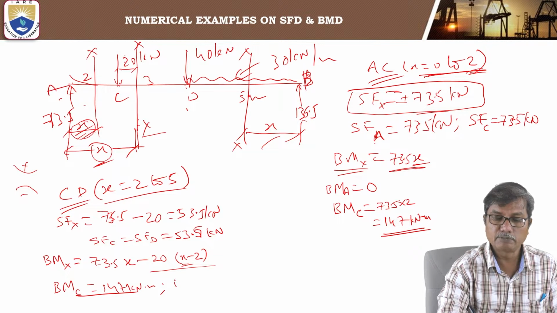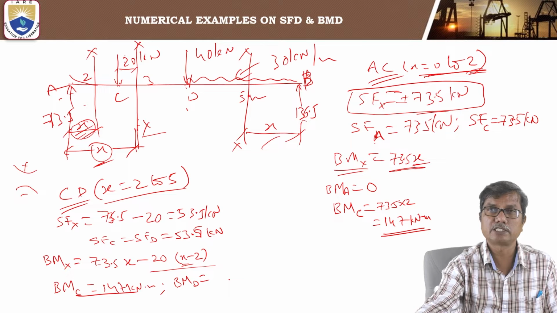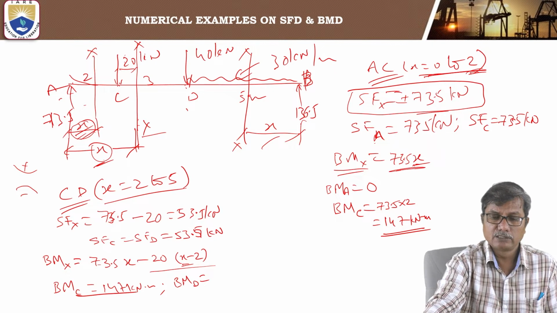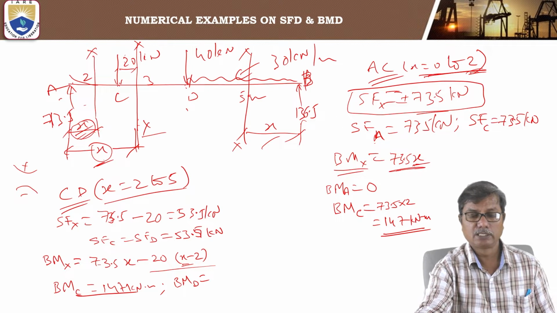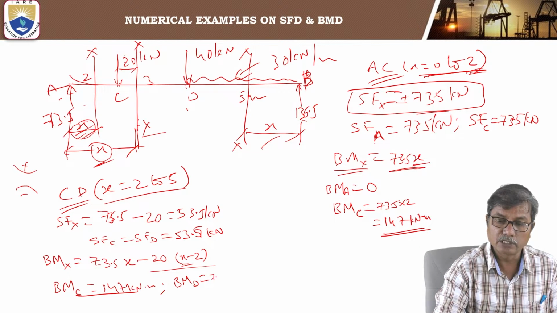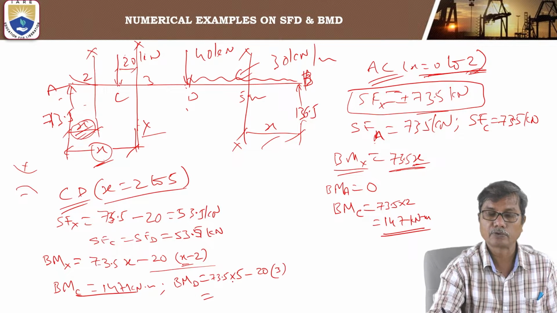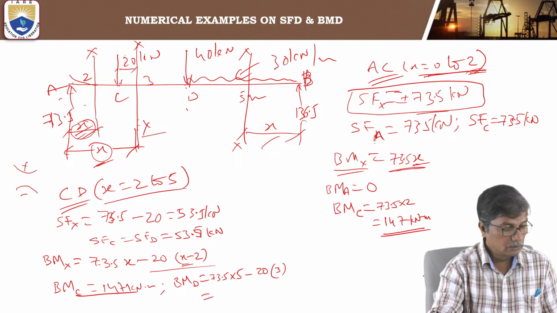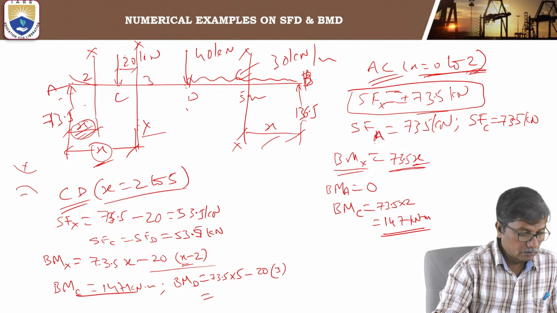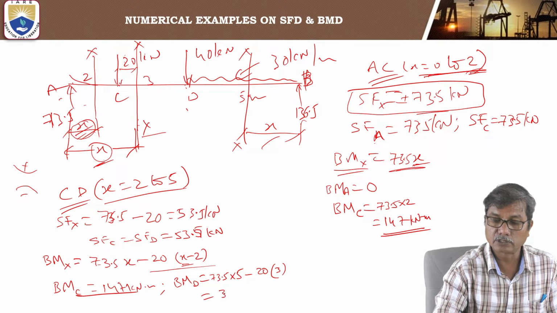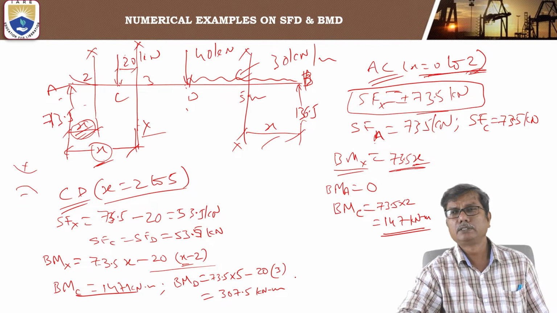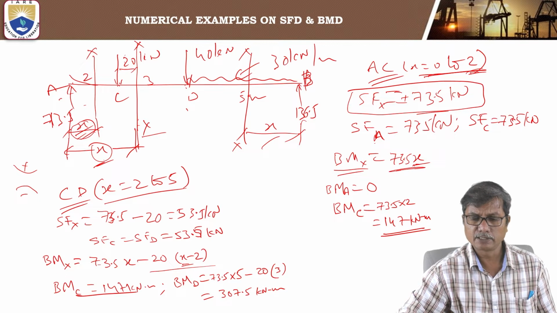Next, bending moment at D, that is when the section is at D, x is 5 meters. When x is 5, section will be at D. And what is the bending moment now? 73.5 into 5 minus 20 into 5 minus 2, 3. So this comes out to be 307.5 kilonewton meters. Okay, it is positive again.